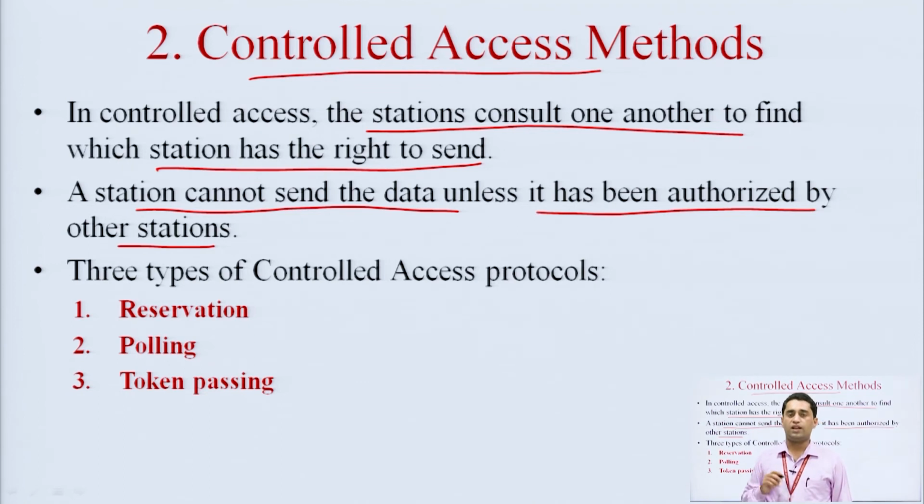So, how are we defining these rules? We have 3 methods in this. One is the reservation method, another one is the polling method, and another one is token passing. Let us have a look at the 3 methods. Yes, these are very simple to understand.